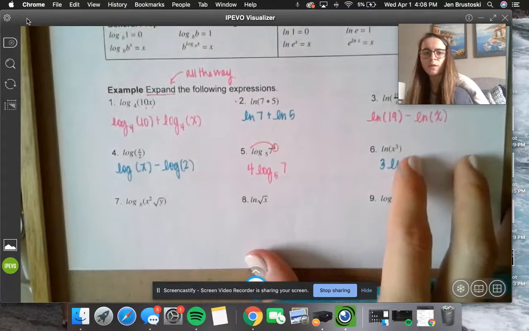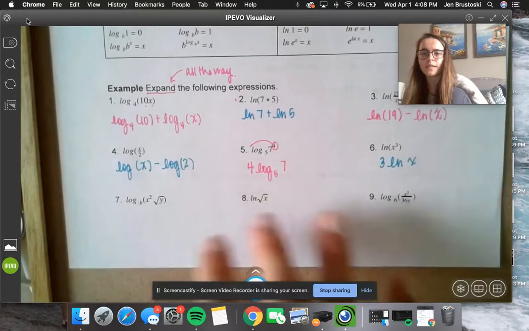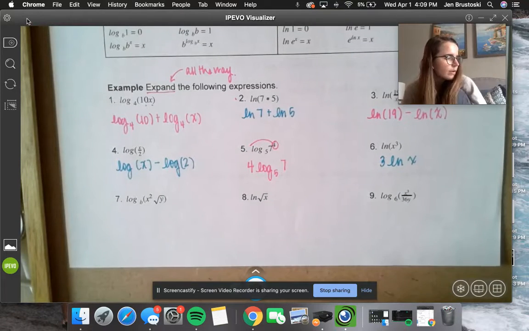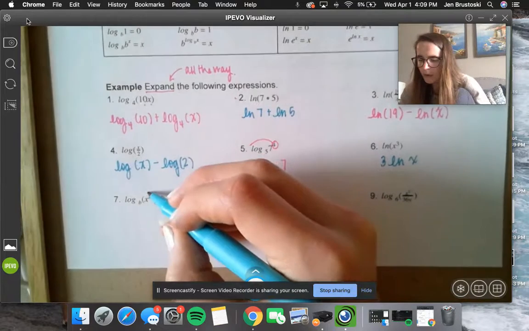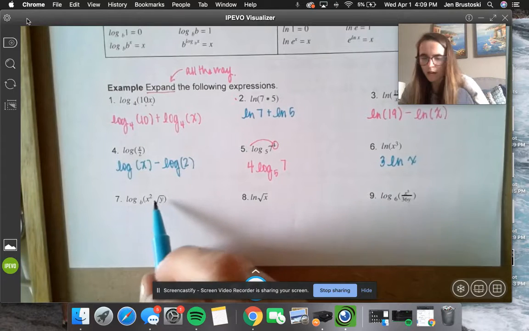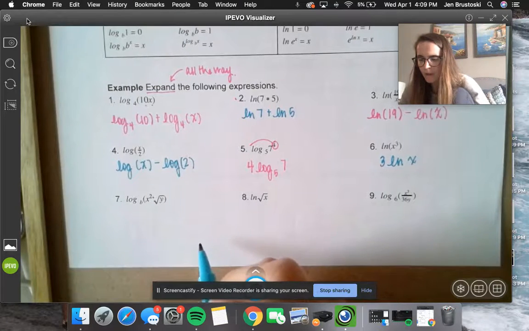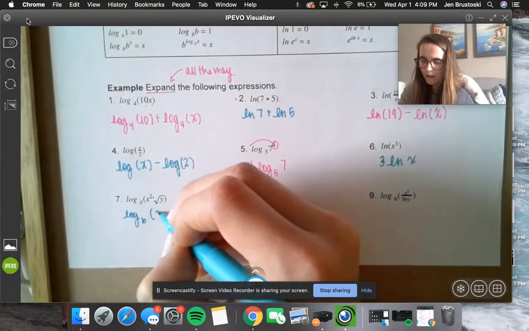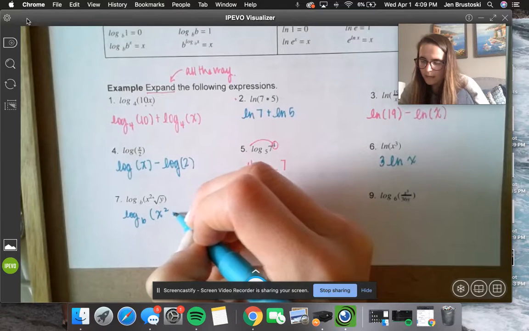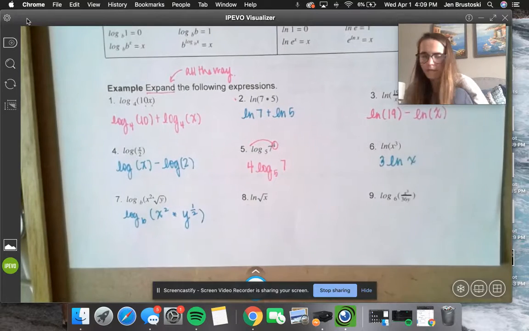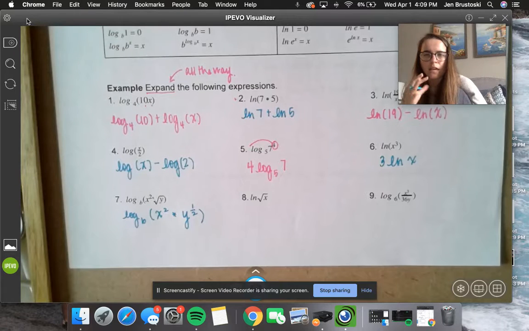Okay, I have 3 more challenging problems here where we do multiple steps in one problem. So let's just note what we've got going on here. We've got an exponent, we've got a square root, we've got some multiplication in here. This is x squared times that. What I'm going to do is rewrite this as log base b of x squared times y to the 1/2, if you think back to last chapter. Okay, it looks maybe less scary now.